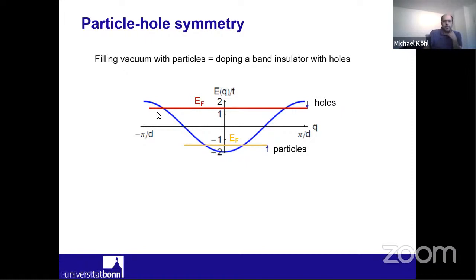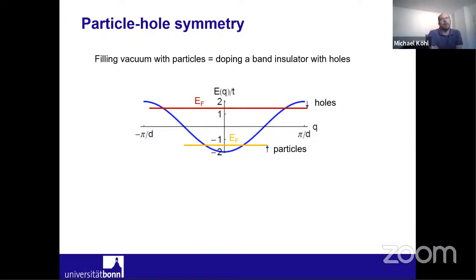So when you look at the dispersion relation, which is the blue curve here, and you start to fill it up with fermions, you start from the bottom, and you fill up all the available states until you've exhausted all your particles, and that is the Fermi energy. And that is when you view the whole system from the perspective of filling a vacuum with particles. Now you could do the exact opposite.